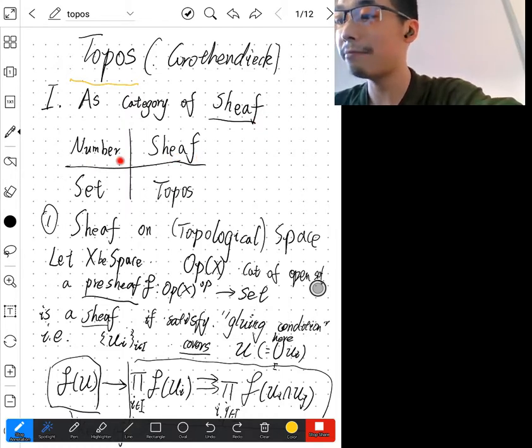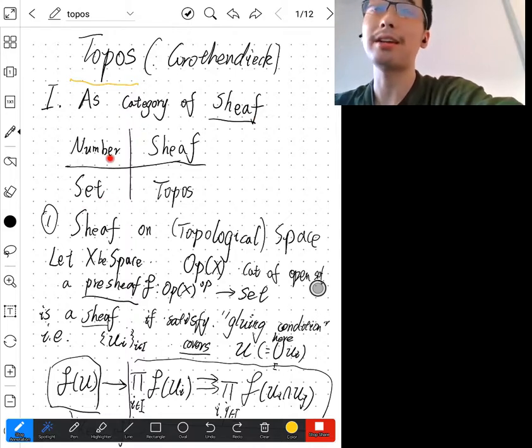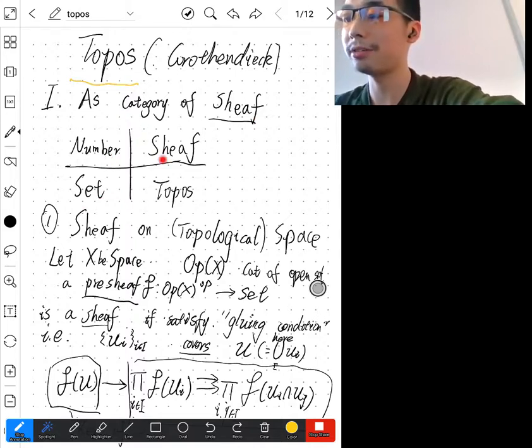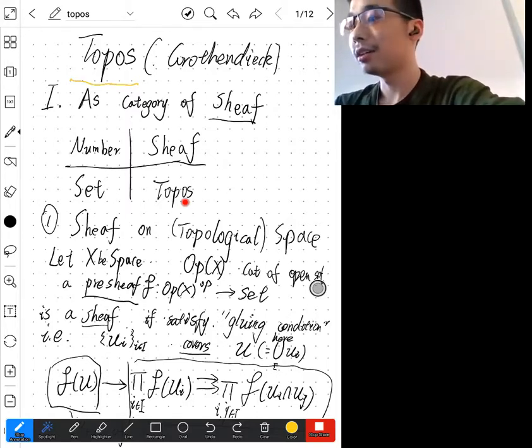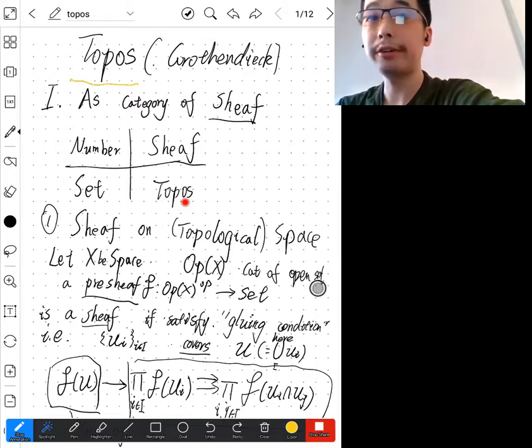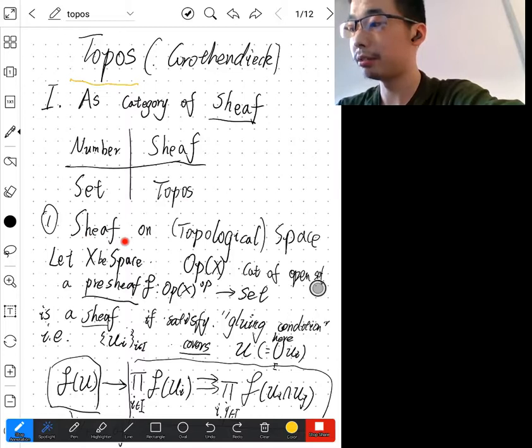It's just like the number and the set. All the numbers form a set, but set theory and number theory start from different things. So that is shape theory and topos theory. Even though topos may be regarded as some kind of category of shape, they focus on different aspects. So first, let's start with a very concrete example: the shape of a topological space.